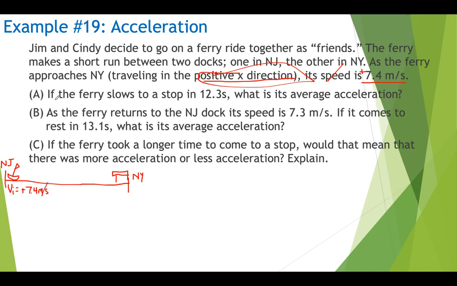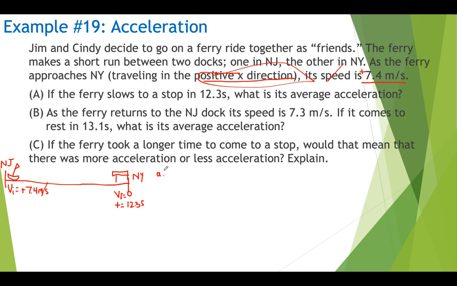In part A, it says, if the ferry slows to a stop in 12.3 seconds, what is its average acceleration? So if it slows to a stop, our final velocity, v final, is 0. This will take the ferry 12.3 seconds to change its velocity to 0. We're looking for a average, or average acceleration.